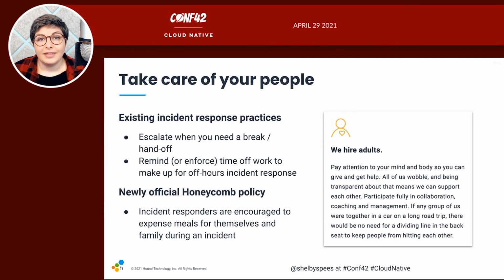And in general, I think it's good to document and make official policy out of things that are often unspoken agreements or assumptions so that everyone on your team can benefit and feel very clear in those decisions. One of our values at Honeycomb is that we hire adults, and adults have responsibilities outside of work. So you're not going to build a sustainable, healthy, socio-technical system, a sustainable, healthy team, if you don't account for those responsibilities outside of work. Take care of your people.